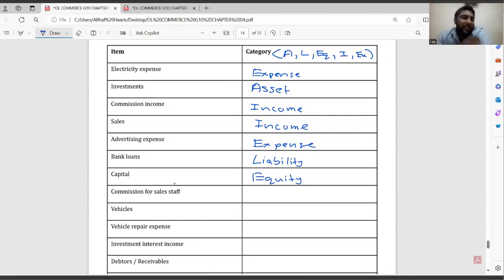Think about this carefully and tell me. Commission for sales staff. Think. Commission for sales staff. Correct. Now you think we are the business. We are the business. You tell me, for the sales staff, are we paying commission or are we getting commission from them? For our staff, are we paying commission or are we getting commission? As the business, we are paying commission. That means it is expense.